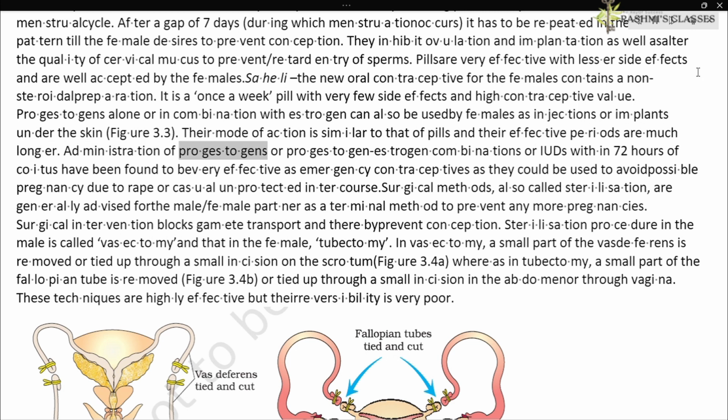Administration of progestogens or progestogen-estrogen combinations or IUDs within 72 hours of coitus have been found to be very effective as emergency contraceptives, as they could be used to avoid possible pregnancy due to rape or casual unprotected intercourse.